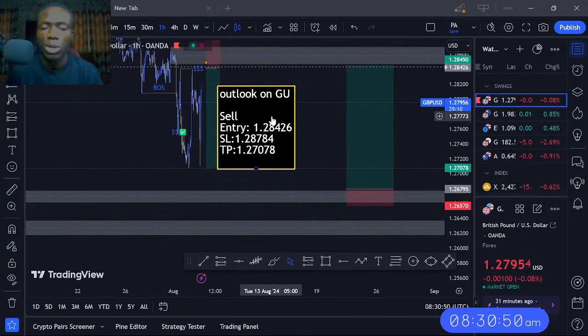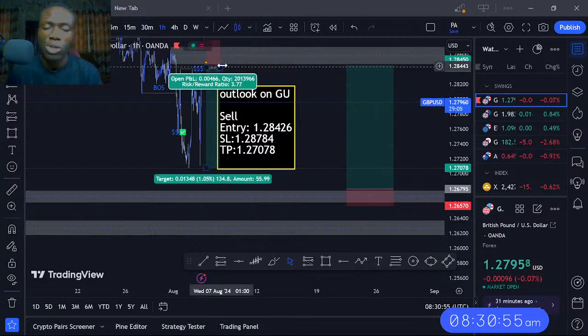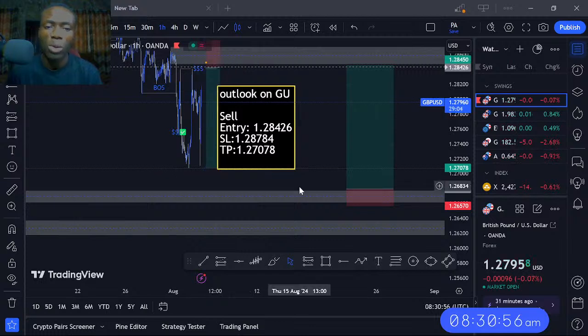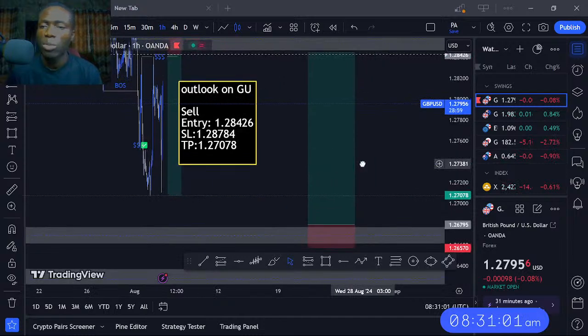My main entry on GU is actually to sell if the market comes to this top here. But in a situation whereby the market doesn't get to this top, then we could be looking forward to buy from these other 2 zones. So this I will just keep up and then move on to the next. Now let's take a look at the next.